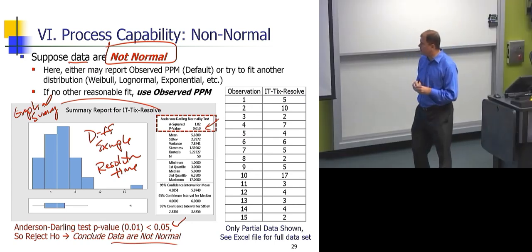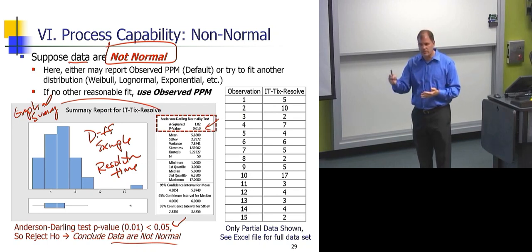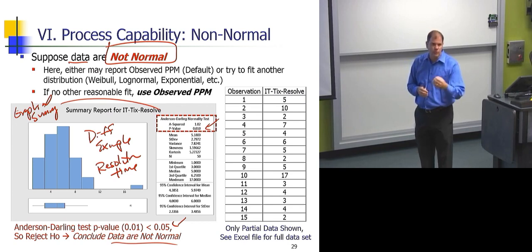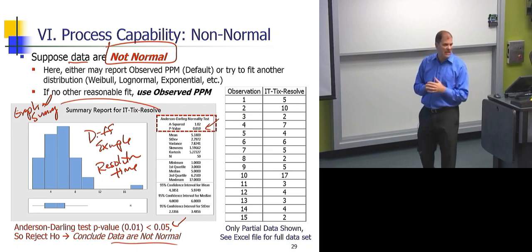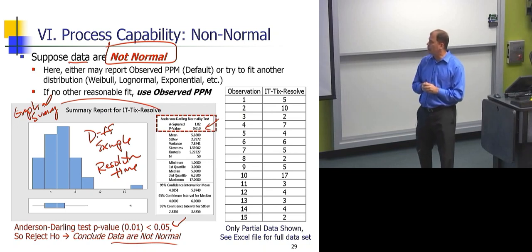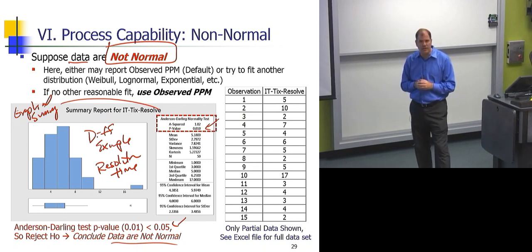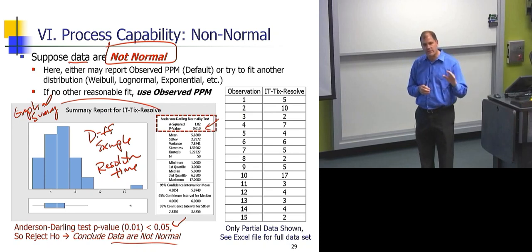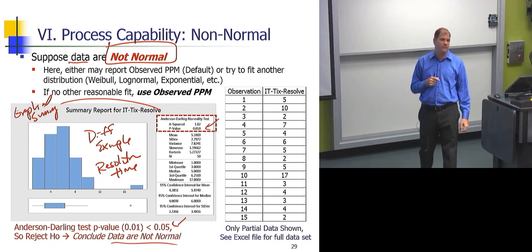First of all, are we surprised that a resolution time is not normal? It's very common, right? A lot of things can be resolved quickly. Some problems are more complicated. You tend to get skewed to the right. Resolution time on a call center tends to be skewed to the right. It's not surprising. Now, if I wanted to do a capability analysis, I could run this as process capability normal, but just hit the observed ppm and disregard the expected. The data is not fit by a normal.